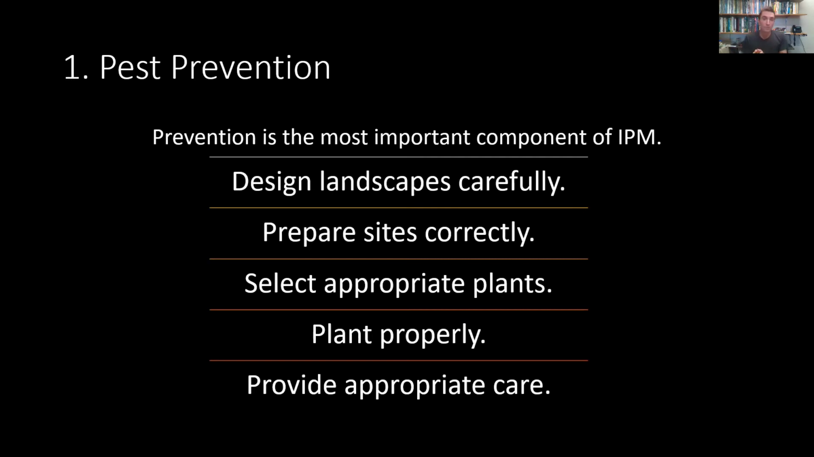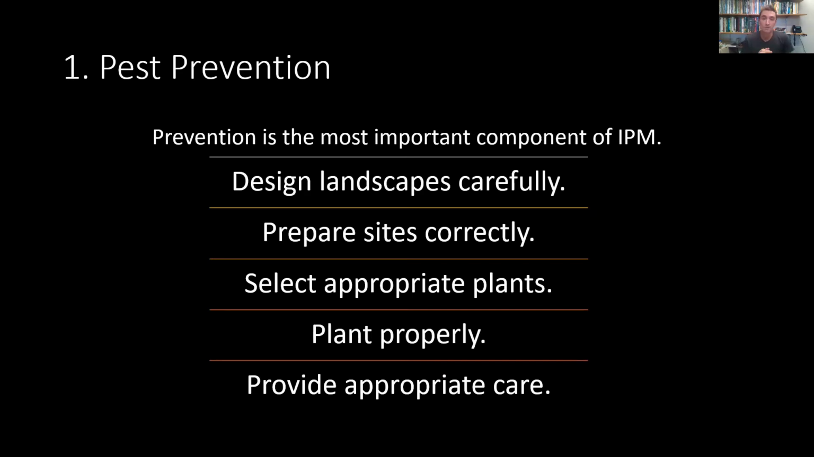And so if we can plant properly, we give the best chance possible for a strong, healthy plant and avoid pest problems. And then finally, we want to provide appropriate care in the maintenance of the landscape. And we want to make sure we're not causing opportunities for pests and diseases to infiltrate our landscape by having poor sanitation in landscape maintenance, or by improperly treating, caring for, and pruning our landscape trees and shrubs.